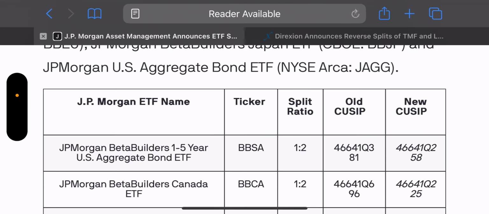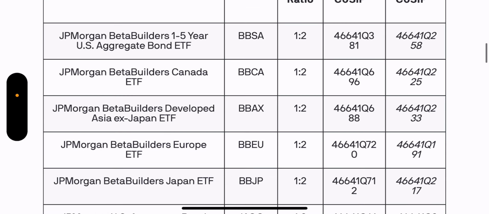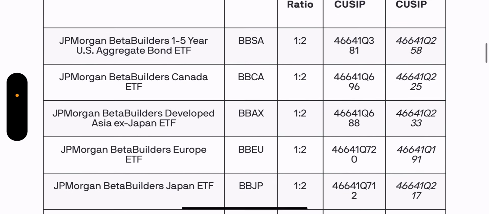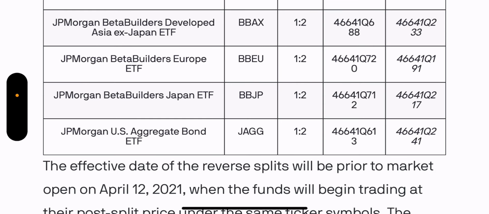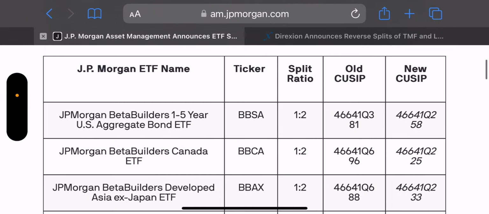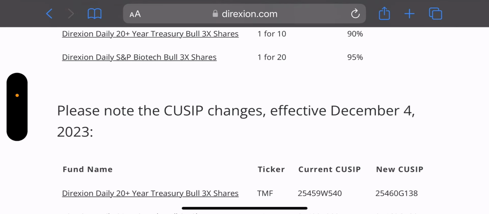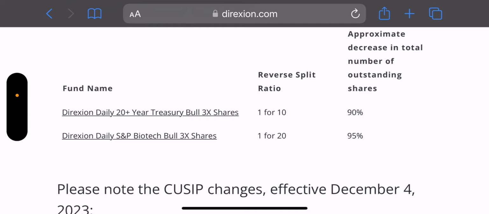And then you have even JP Morgan. JP Morgan had a couple tickers, BBCA, BBSA, all these. They did a one for two, one for two, one for two. A bond ETF, one for two. Look at that. So again, I just wanted to show you guys all of the different fund managers, fund companies that do reverse splits.